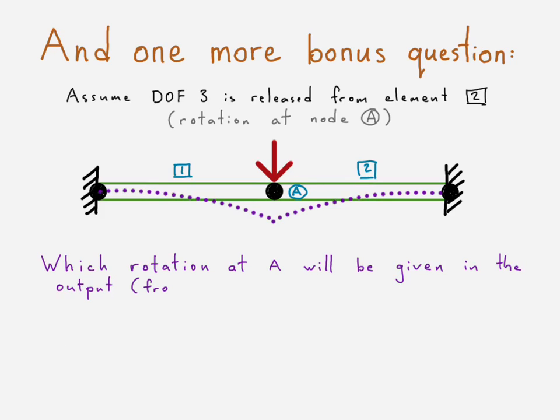So after you run FEA, will the rotation at node A be what you would get from element 1? Notice how this would be a negative rotation. Or would it be the answer that you would get from element 2? That would be a positive rotation. So which one do you think it would be? All right, and that, I believe, is the end of the presentation.